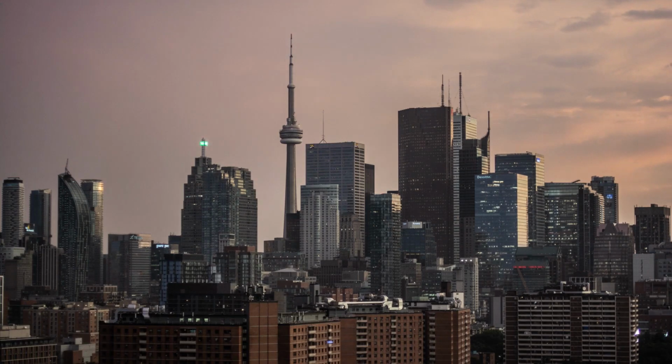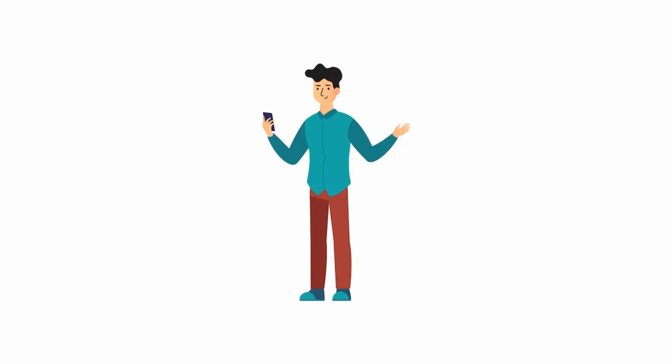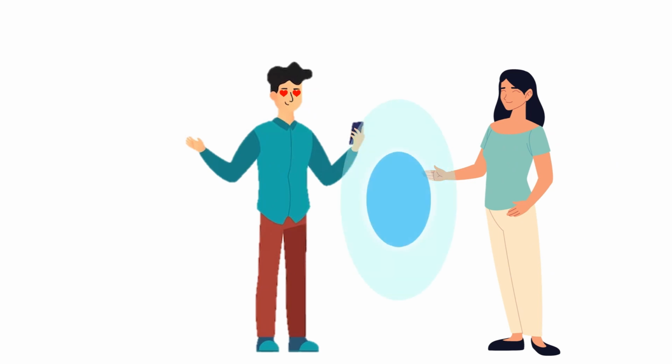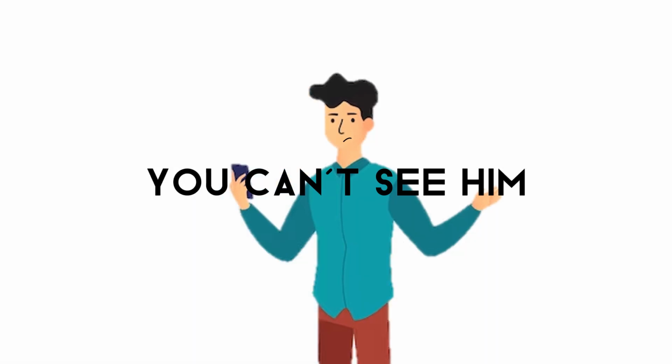It has been stated that there's gravitational force between every object in this universe. There's gravitational force between you and your girlfriend, you and your dog, and even between you and John Cena behind you. That's right, you can't see him.